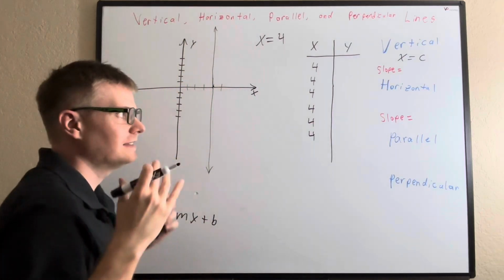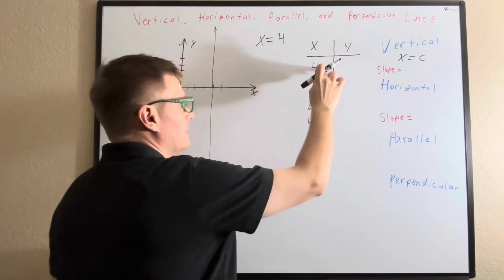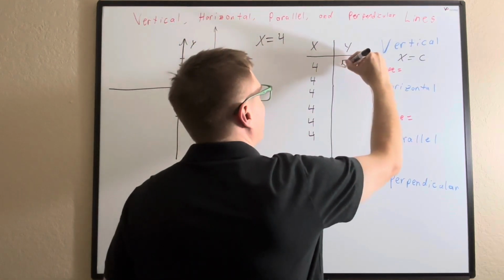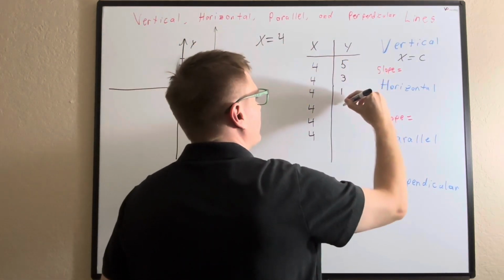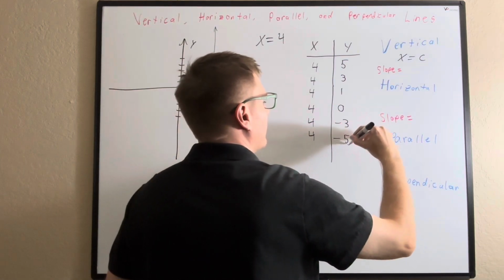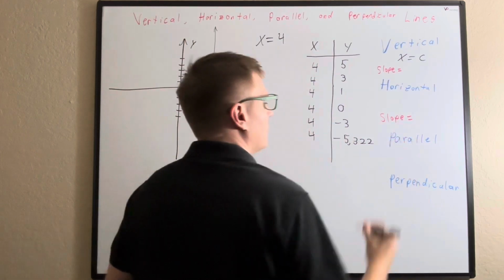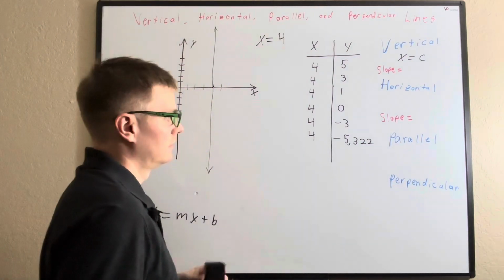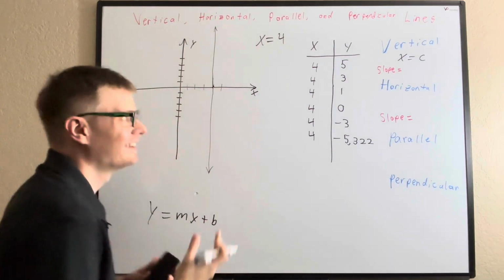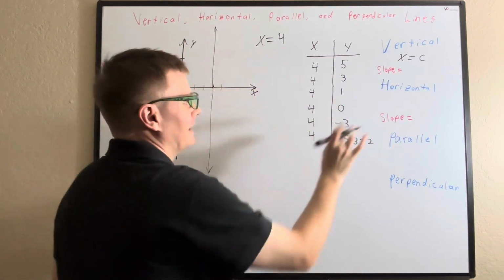Wait, that doesn't make sense. X is the input, right? How can we have the same input over and over again, and yet we'll get different numbers every time? Well, because it's not really a function. That's why we have the same input and we can get different things out.